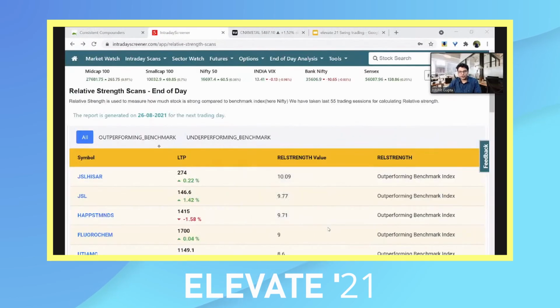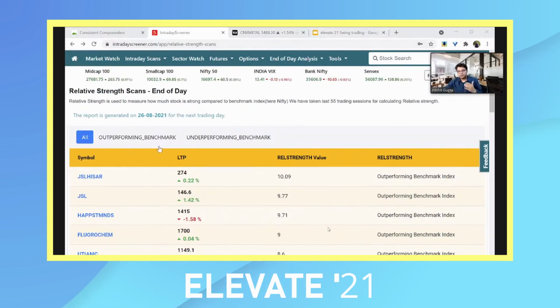Again, relative strength. I was telling you how to find those trending stocks. Trending stocks are those which are basically outperforming with respect to your broader market index. So let's say it's Nifty. Nifty is our broader market index. Most of the stocks which are showing good strength with respect to Nifty, those are stocks which are trending. So it's very easy to find such stocks.